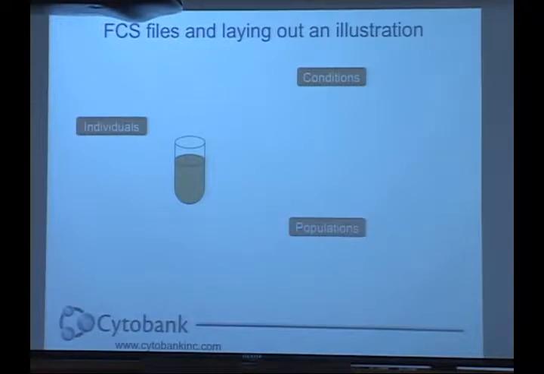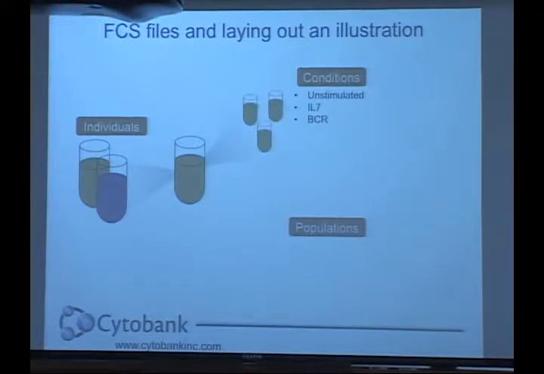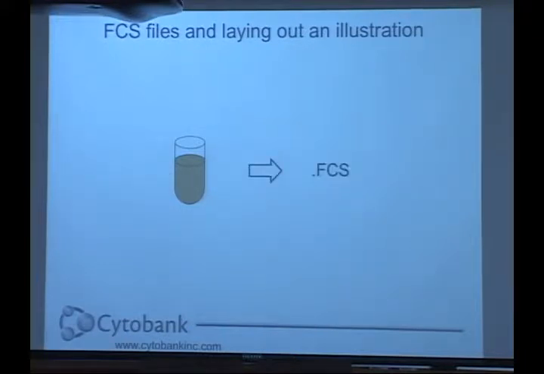If you think about an individual sample, you might have 2 samples, right? You might have collected from 2 different individuals. You might have also stimulated with different conditions. You might have gated multiple different types of populations. These are all different ways that you might want to look at your data and your experiment. So instead of just one tube being an FCS file, it's really more than an FCS file.